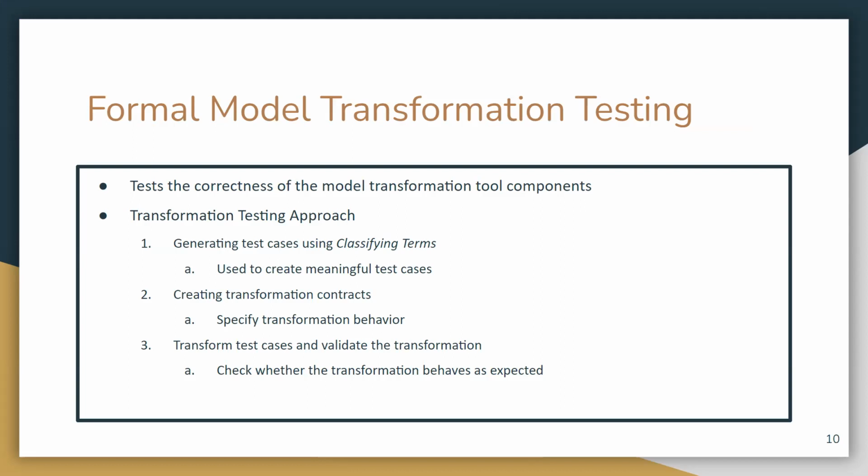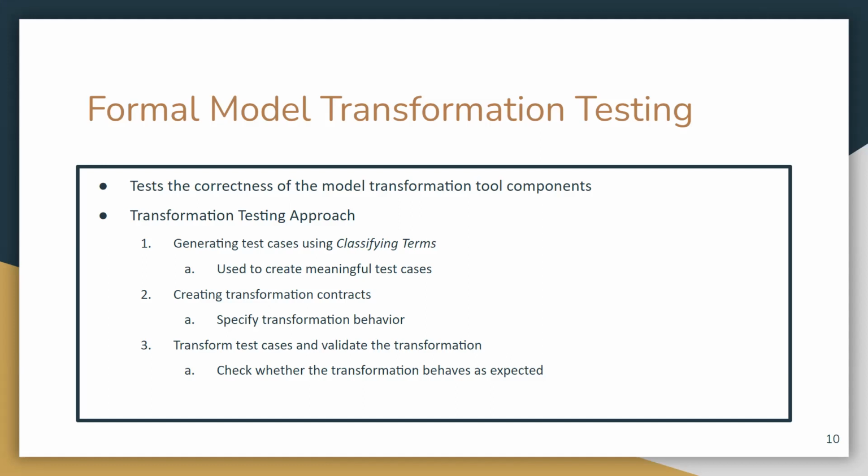And so in order to ensure the reliability and correctness of our implementations, we must test both implementations using a formal transformation testing methodology. The first step in this testing methodology was to create a set of test cases. These test cases were generated using classifying terms. Classifying terms are a technique used by the testing approach that increases the diversity and effectiveness of the test cases.